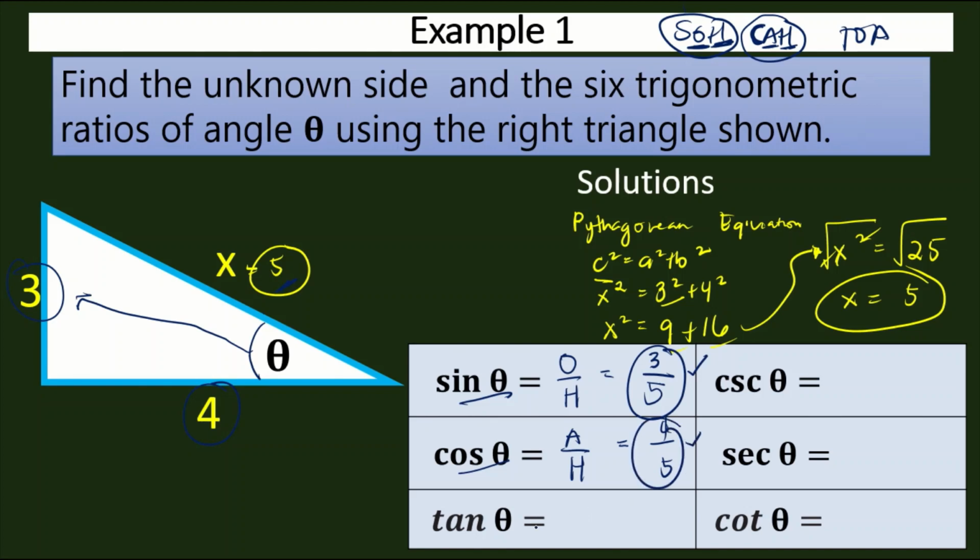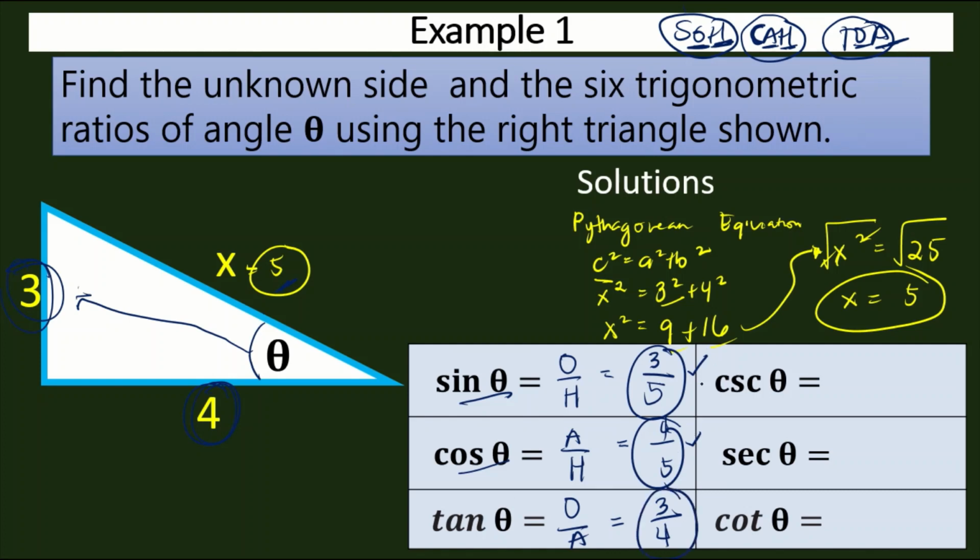The tan theta, ang tan theta natin ay balikan natin sa SOHCAHTOA and gagamitin natin is yung TOA. That is the opposite over adjacent. So, opposite over adjacent. And it is equal to, with respect again sa theta, ang opposite natin is 3. So, we have 3 over adjacent is 4. Okay, so tan theta is 3 over 4.